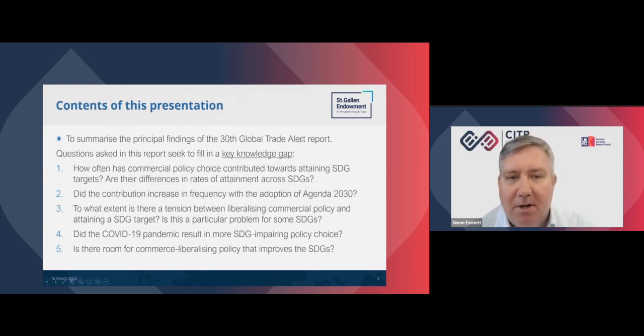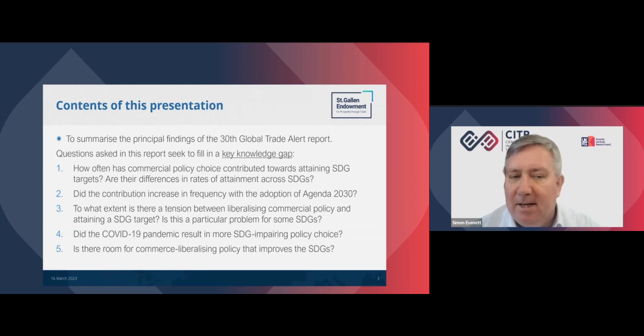The contents of this presentation are as follows. I'm going to organize the presentation around a number of questions to try and show you how the work we've done in this report fills some key knowledge gaps. We're going to start by asking how often has commercial policy contributed towards attaining certain SDG targets, and do we see differences across the SDGs? The second question we'll look at is, did the contribution of commercial policy to attaining the SDGs change once Agenda 2030 was implemented, or did we just carry on as we were before? So what do aggregate measures of policy stance say about the before and after the adoption of Agenda 2030?